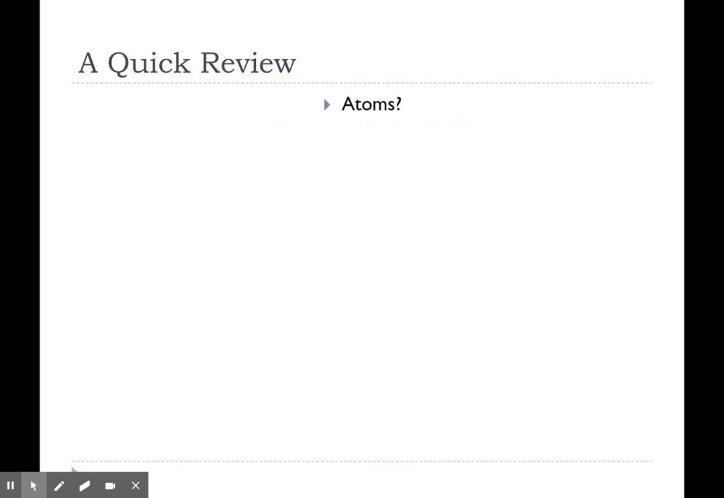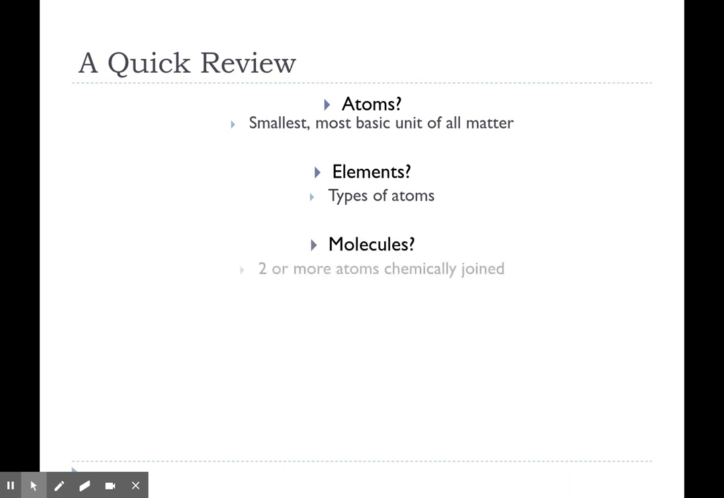They begin with atoms. Atoms are the smallest, most basic unit of all matter. There are things smaller than atoms, but those by themselves cannot make matter. Atoms are going to be connecting later. Elements are the types of atoms. So we're going to be looking at the types of atoms that are in elements, and that's going to help us classify these compounds. Molecules are when you get two or more atoms chemically joined.